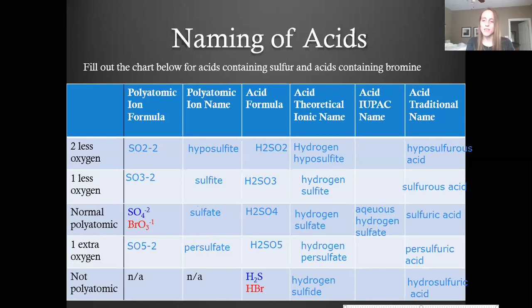We only see the word hydro in a traditional name if it's a non-polyatomic acid, like what we have at the bottom here. So H2S is not polyatomic. It's just called hydrogen sulfide. We still use our ide ending if it's not polyatomic. The IUPAC name would be aqueous hydrogen sulfide. And then because it's not polyatomic, we use hydro as our prefix. It is sulfuric because of the sulfur, so hydrosulfuric acid.